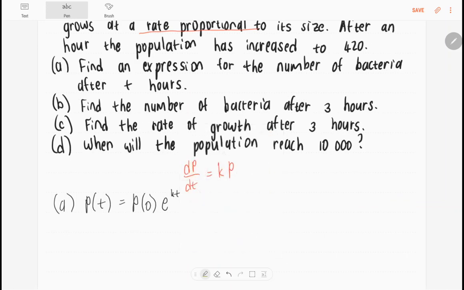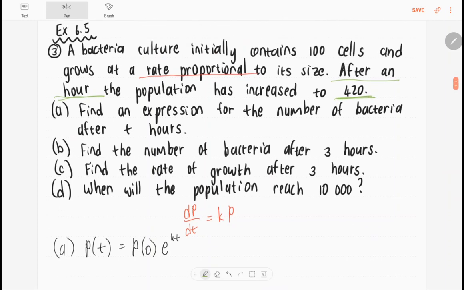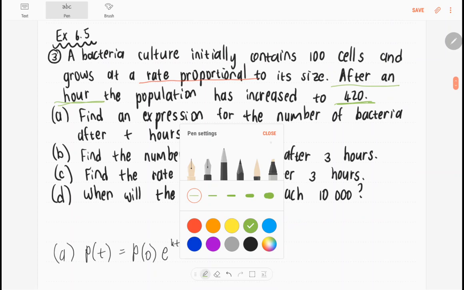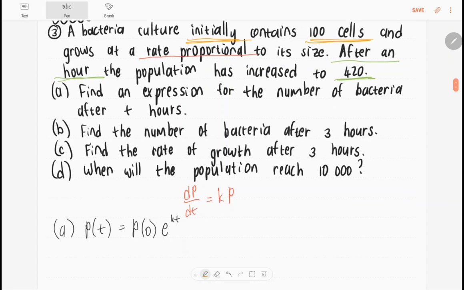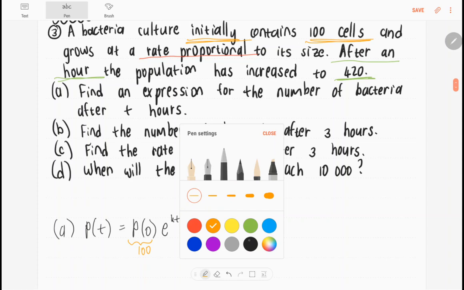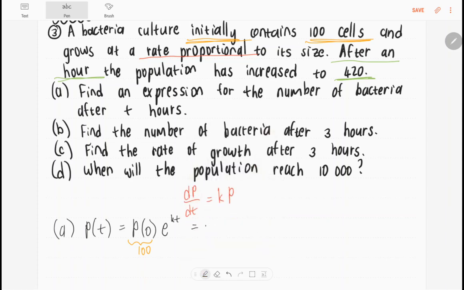They say after an hour, the population has increased to 420, right? And they say initially it contains 100 cells, right? So that means P0 is 100. So I can write here, I have 100 e to the kt.